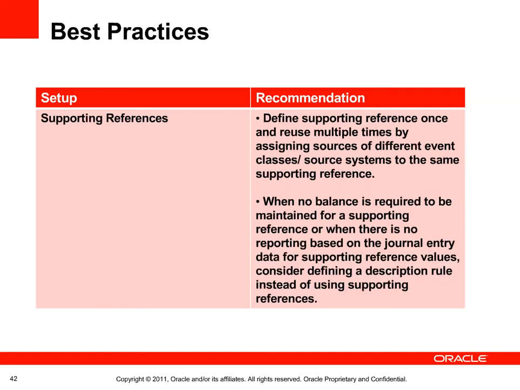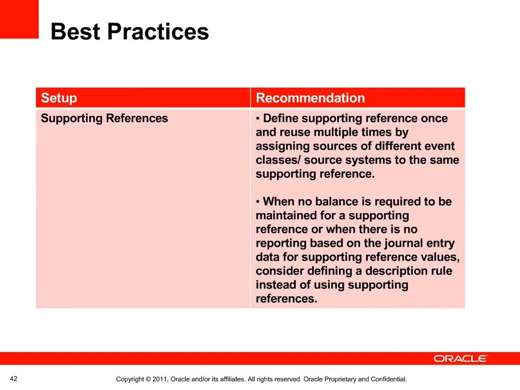You can define multiple sources for each supporting reference segment with the condition that each source must not have the same event class assignment. This enables you to define supporting references once and reuse them multiple times across multiple journal entry rule sets for different source system definitions, that is, subledger applications.